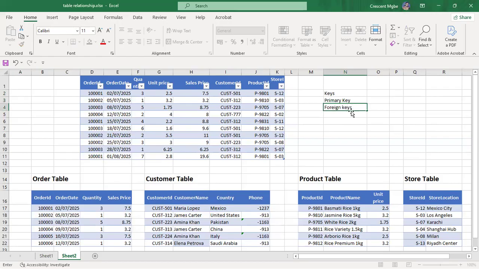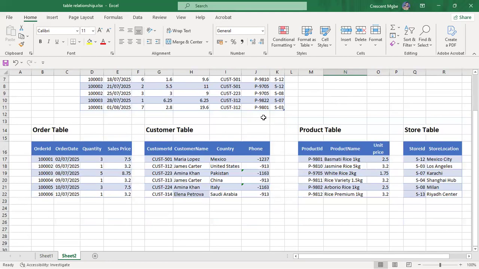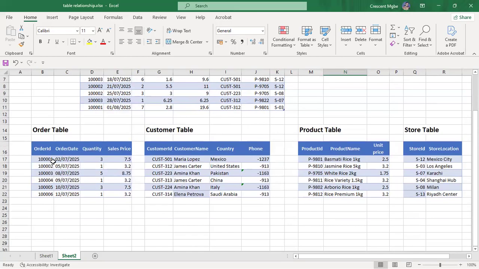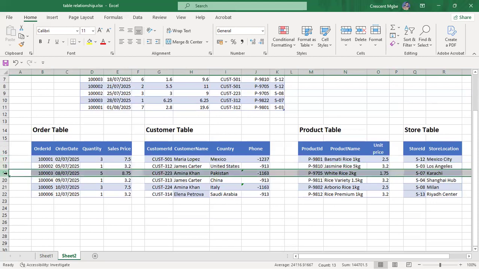Yeah, primary keys and foreign keys. So let's start with the primary key. A primary key is a unique identifier in a table that does not have duplicates. It is used to identify each row of a table. Each of these rows you're seeing here are not just there for nothing. They have an identifier, which is called a primary key.